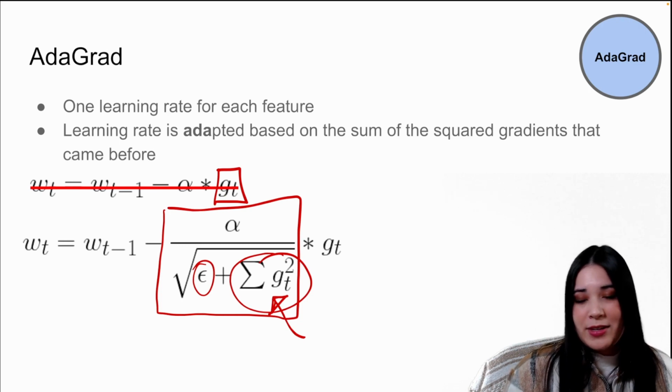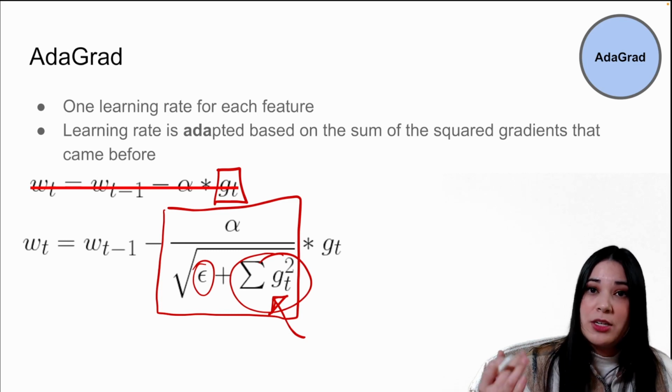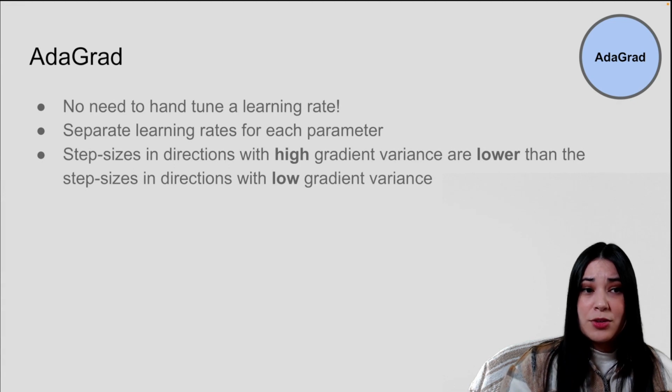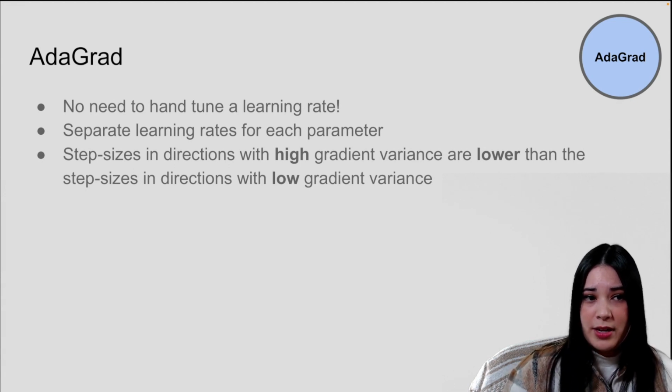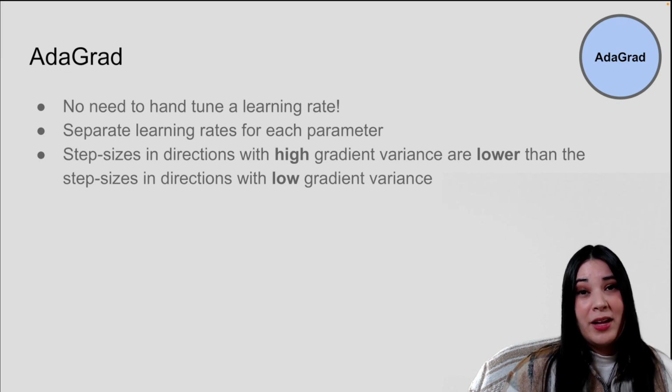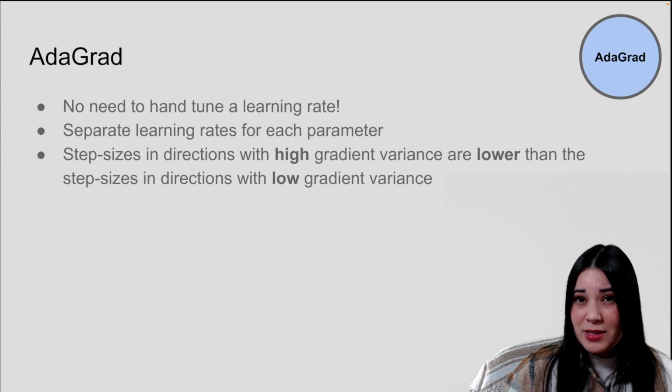So instead of having to set hyperparameters and choose learning rates ahead of time, eta grad allows us to adapt during the process. So these are huge improvements. We no longer have to hand tune a learning rate, and we no longer have the same learning rate for every single parameter. But we still have a little bit of an issue with eta grad.